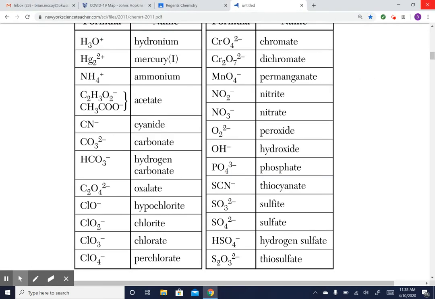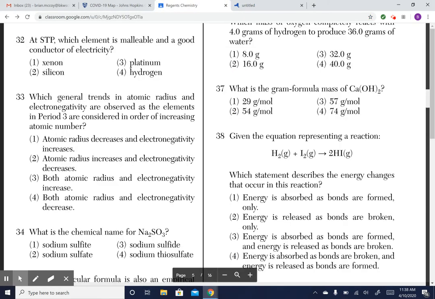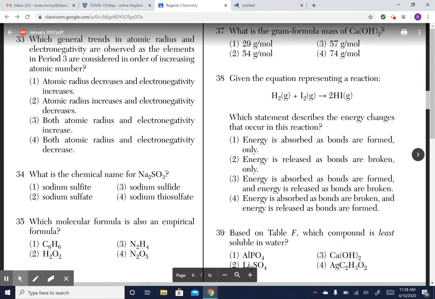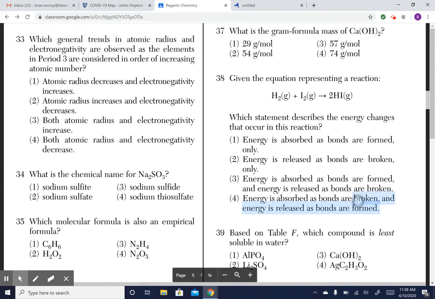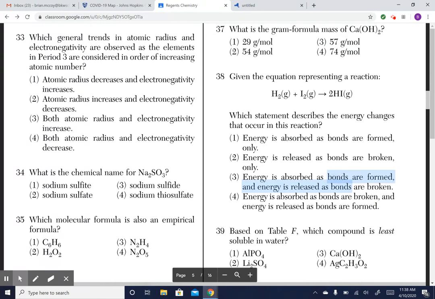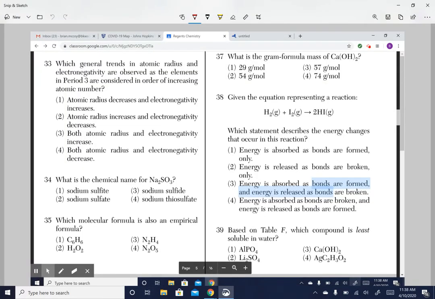And 37, 39. What happened? 37, 39. Can I squeeze them both on here? We're going to do that. Okay. All right, sorry about that.